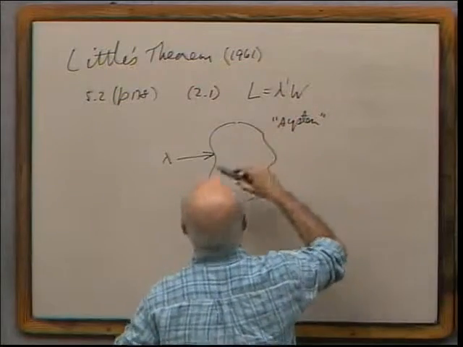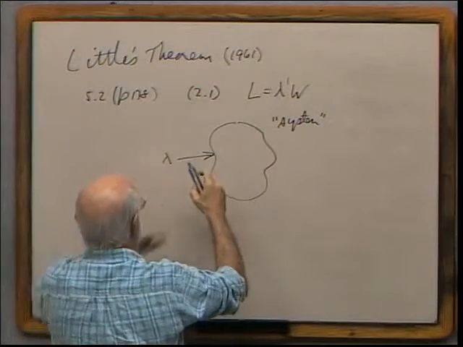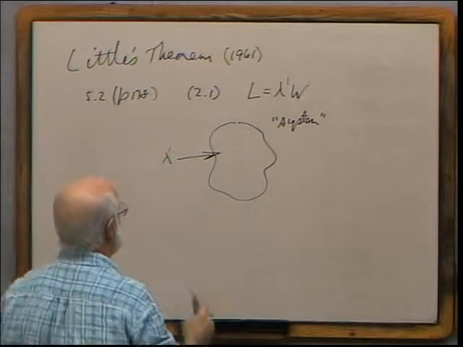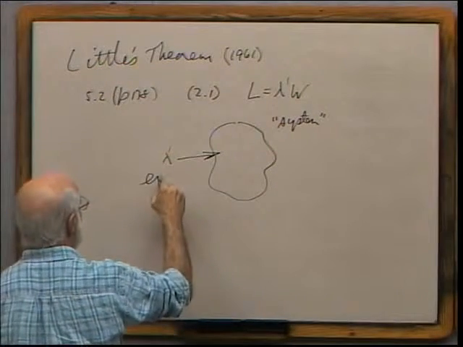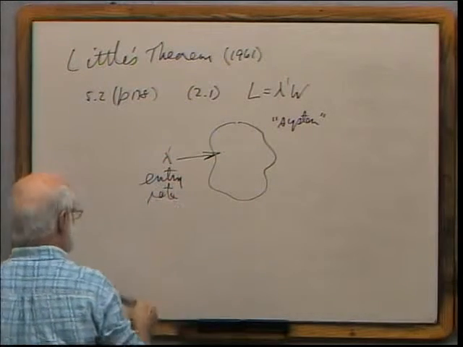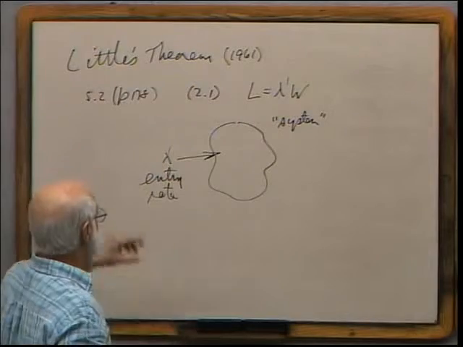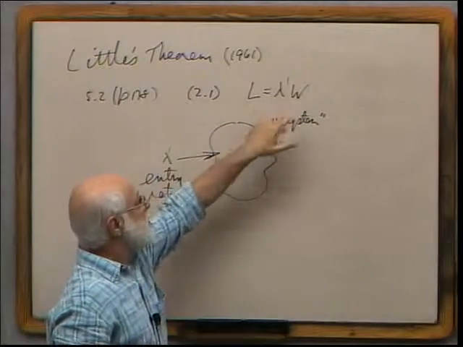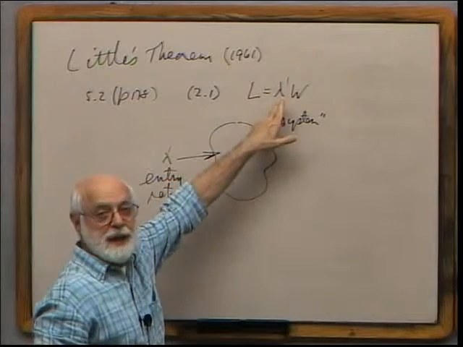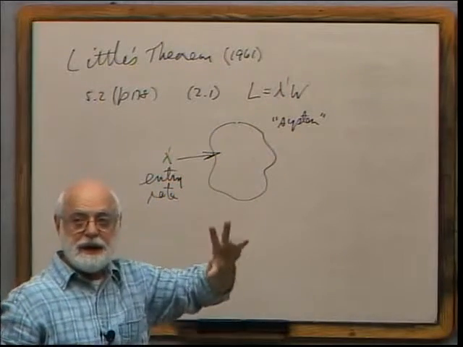So here's my lambda prime. Lambda prime is the rate at which they actually enter the system, so I'm going to call that the entry rate. But in the literature, these symbols are just used now as a name, and this is always written lambda. But I'm putting the prime on there to indicate it's the entry rate.